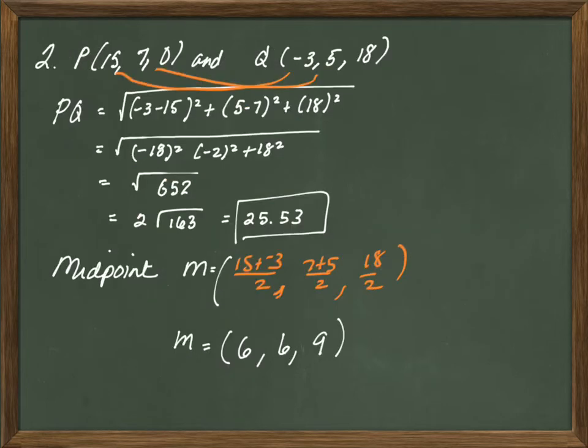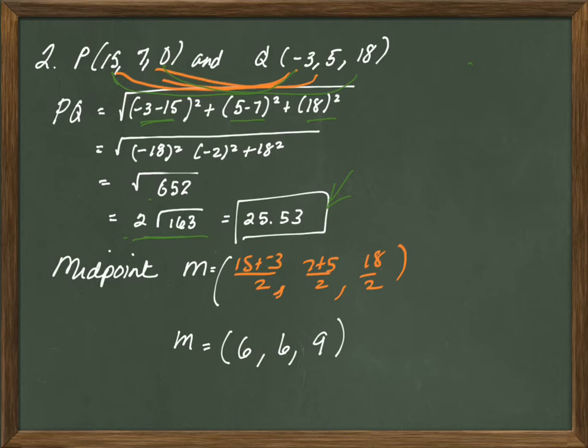Then for the next one, P is (15, 7, 0) and Q is (-3, 5, 18). So here's me doing -3 minus 15, and then 5 minus 7, and then 18 minus 0. So it's 18. Square all those after you add them together, and you get 652, which simplifies to 2 square root of 163, or just use your calculator, 25.53.